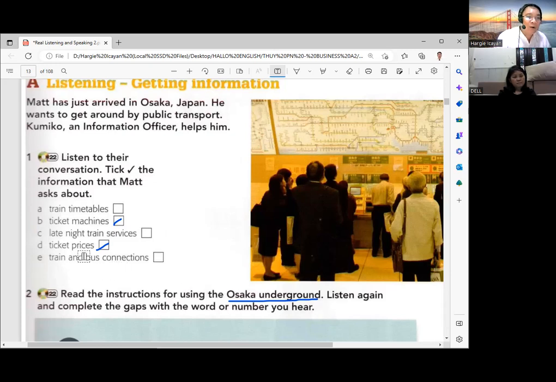And then you can also ask for train and bus connections. Let's say, for example, if I already reached my destination, where can I ride a bus? Can I ride a bus again or can I ride the train again? Right? So you can ask questions. And maybe aside from the WH questions, you can also ask yes or no questions, answerable by a yes or no.